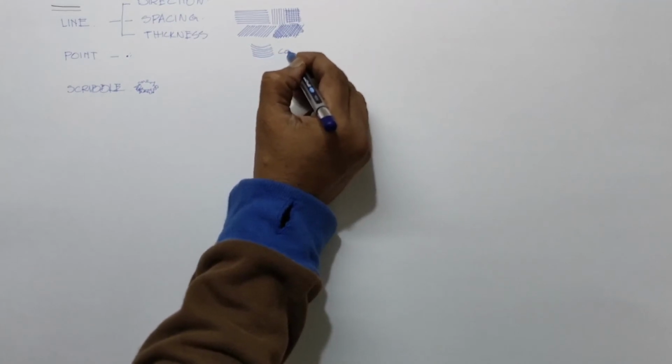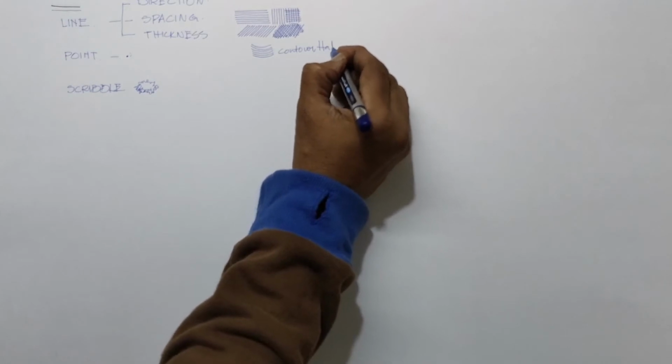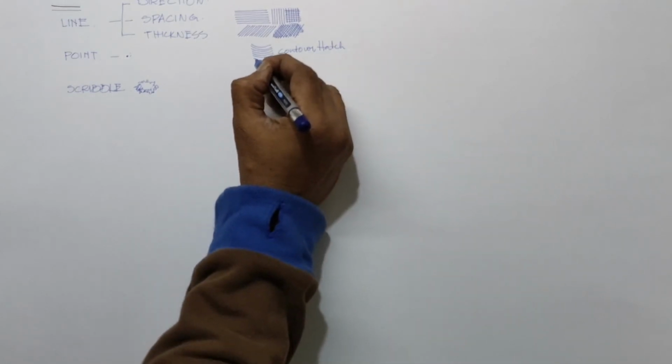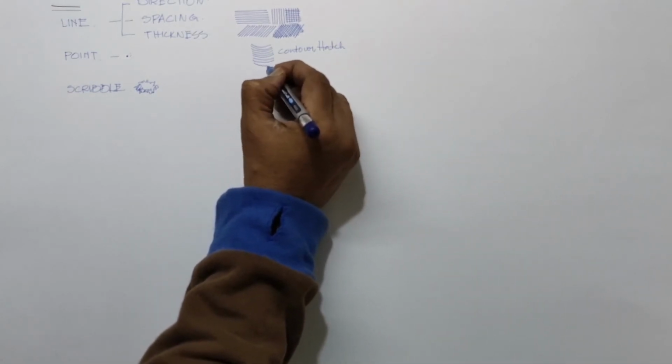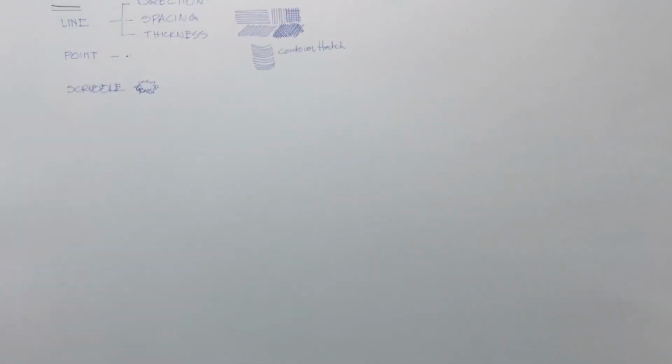It's called a contour hatch. So these are contour hatch. Contours we use on a curvilinear surface. I will give a demonstration where we use all this.